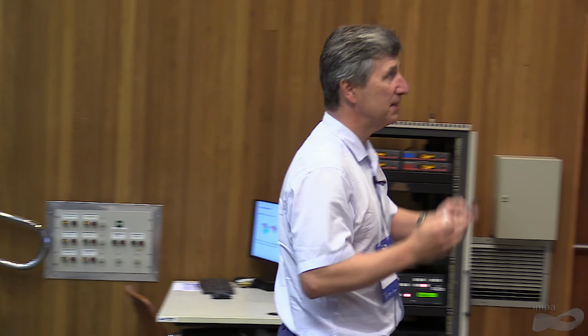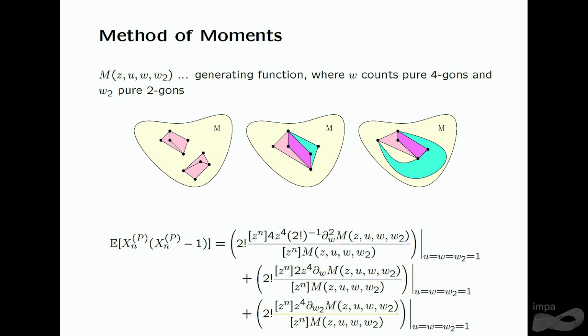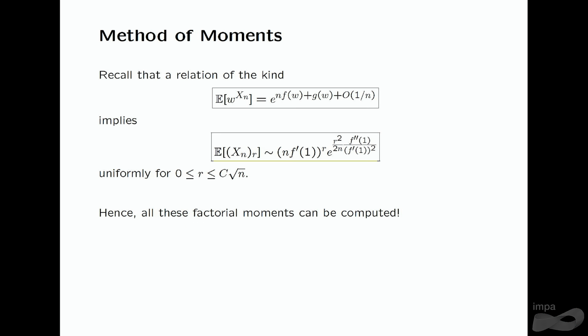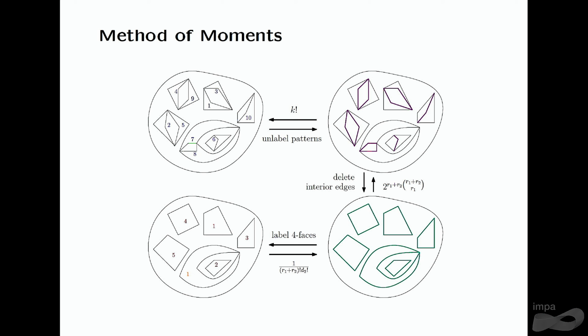But there are some problems. Of course, you see that the overlap structure can be quite complicated. So you see here some more complicated overlap structures. Fortunately, we only have to consider double occurrences. This means that only this kind of situations have to be considered more or less, but of course, several of them. Triple occurrences can be neglected and so on and so forth. So it simplifies.